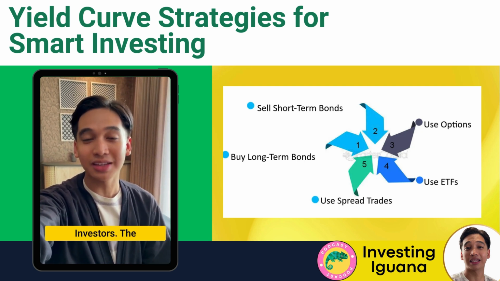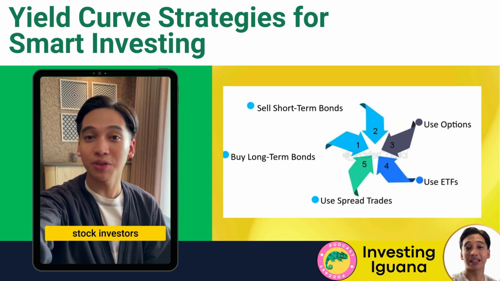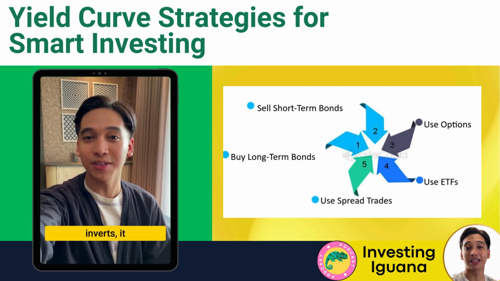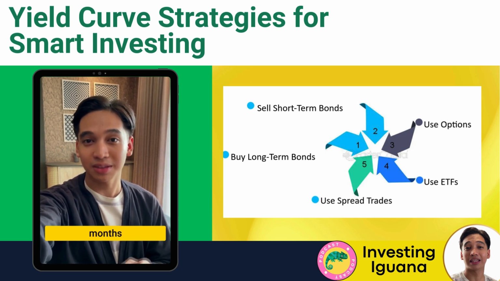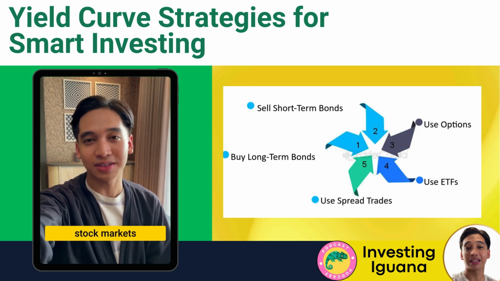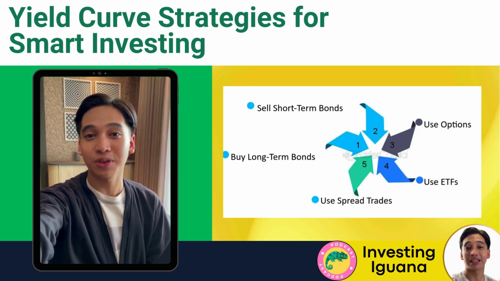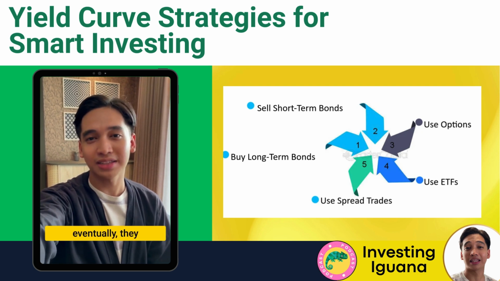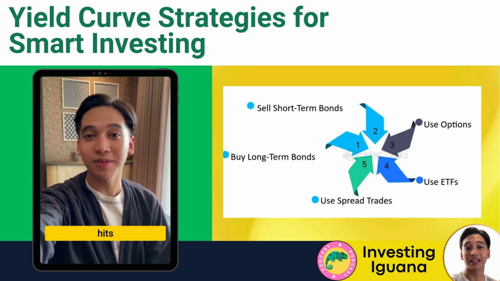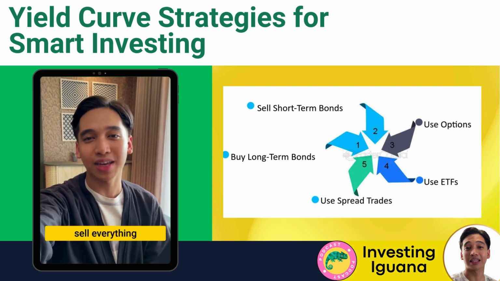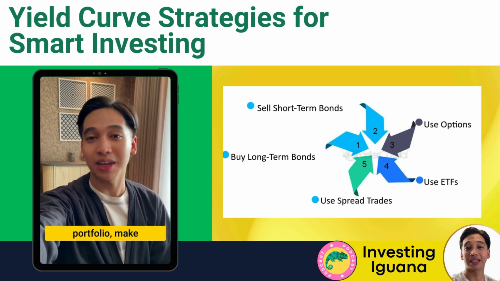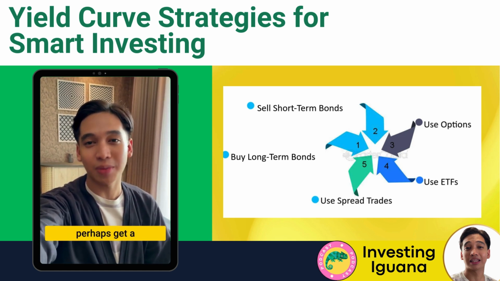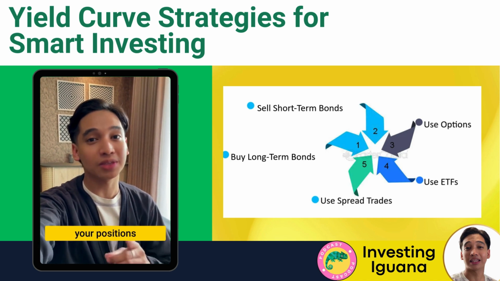For stock investors, the yield curve matters too. If the curve inverts, it might be signaling that a recession is coming in the next 6 to 18 months. Historically, stock markets can continue rising for a while after an inversion, but eventually they tend to fall as the recession hits. This doesn't mean you should sell everything at the first sign of an inverted yield curve, but it might be a good time to review your portfolio. Make sure you're diversified and perhaps get a bit more defensive in your positions.